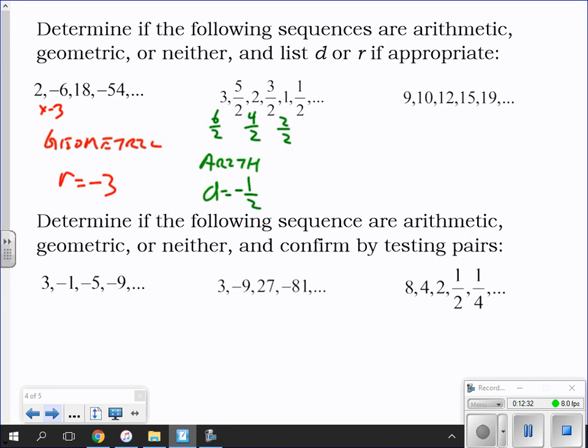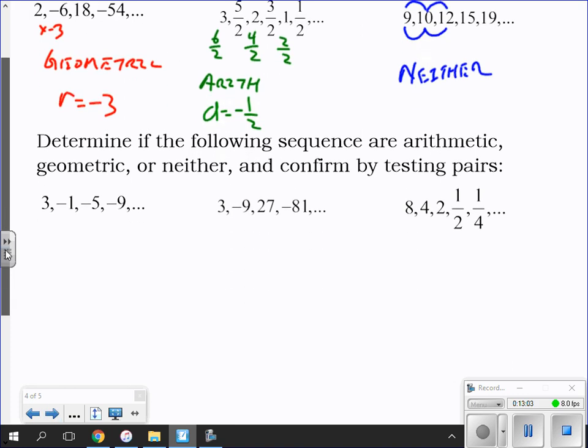And then I look at this last one. How do I get from 9 to 10? By adding, I add 1. If I add 1 to 10, do I get 12? No, so it's not arithmetic. How do I get from 9 to 10 by multiplying? I multiply by 10/9. If I take 10 times 10/9, do I get 12? No, so this is neither arithmetic or geometric because I can't add or subtract the same number, or multiply or divide by the same number.